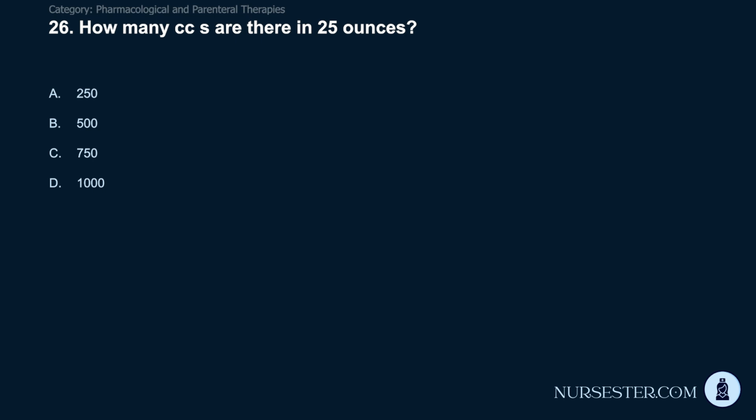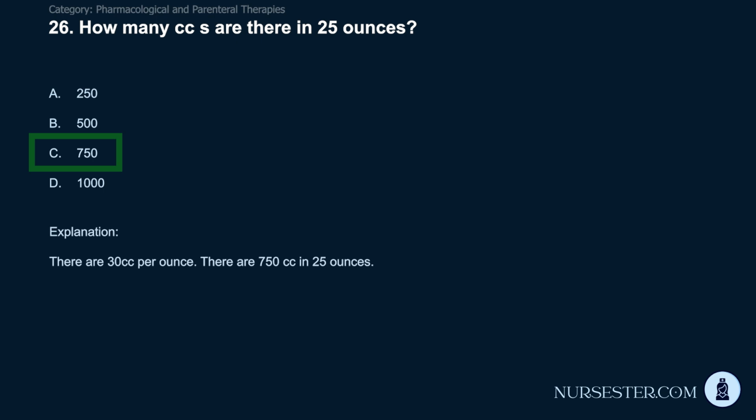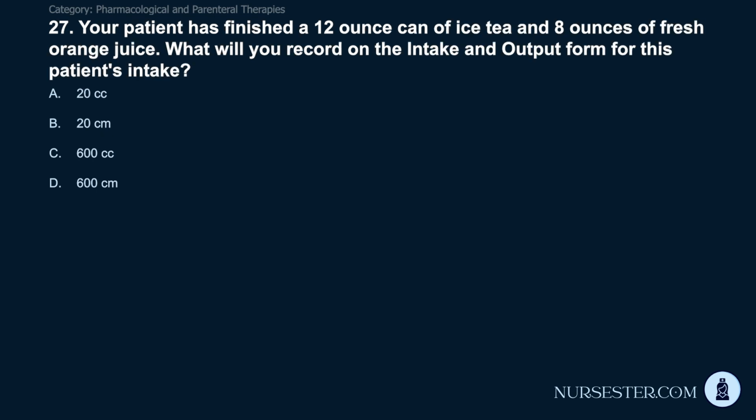26. How many CCs are there in 25 ounces? A. 250. B. 500. C. 750. D. 1000. Correct answer, C. 750. There are 30 cubic centimeters per ounce. There are 750 cubic centimeters in 25 ounces.